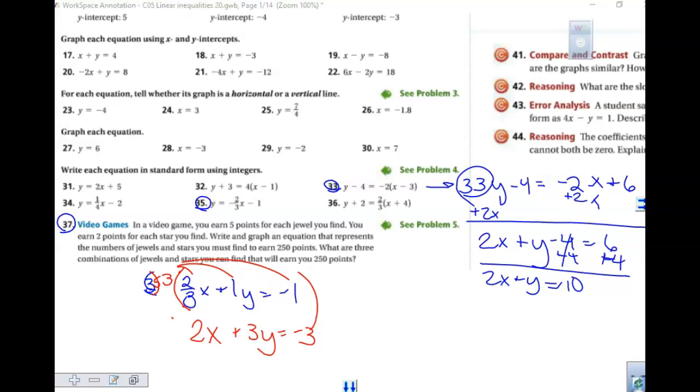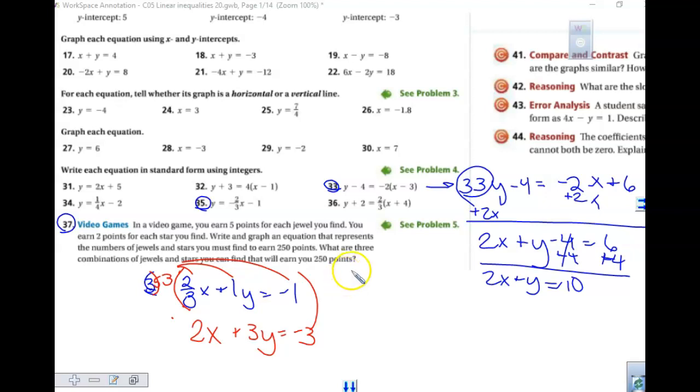Questions? The number of joules that you must get to earn 250 points. What are combinations? So, I don't know if on this quiz I asked the story problem quite like this. I think I just asked you to write it. On the test, you're going to see one like this where I ask you to give me the combination.